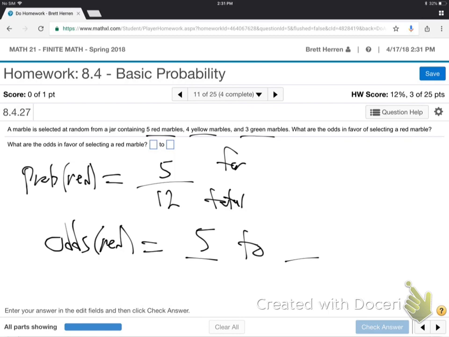Odds and probability start the same. So if there's 12 people total in the room, 5 for the issue, how many over here are going to be against the issue? How many against it? Must be 7. 12 people total. Good enough? 5 to 7? Odds is for and against. Probability just has total. Good.